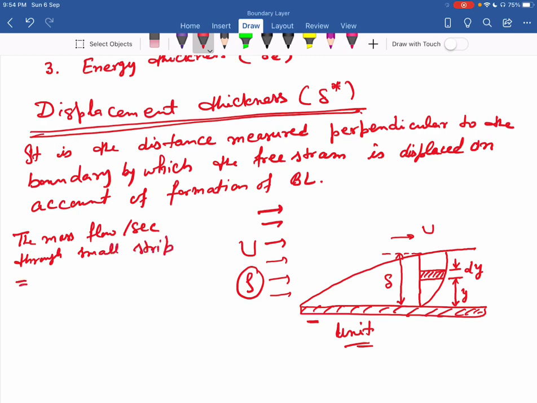Mass flow per second through this small strip. So mass flow I can write as rho into area into velocity. Rho is the density of the fluid. Area, through this small strip, is dy into 1. And the velocity of the layer here is small u. Now this becomes rho u dy.